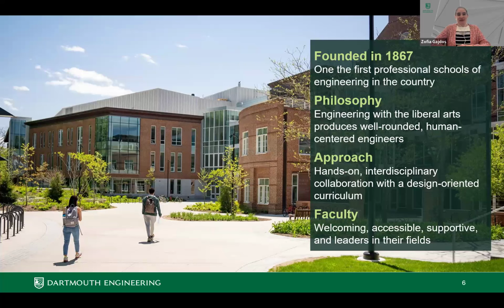And the faculty who teach here are welcoming, they're accessible, they're supportive, as well as being leaders in their fields. So we're really trying to prepare the next generation of leaders to solve problems through engineering research and innovation. And our students have direct access to these faculty. And we want to replicate that in our online program, just like we do for our on-campus students.